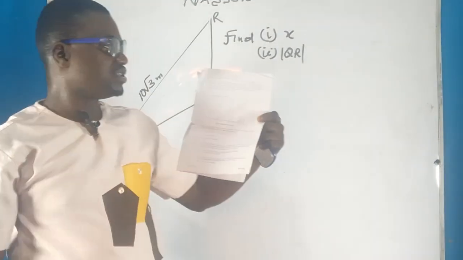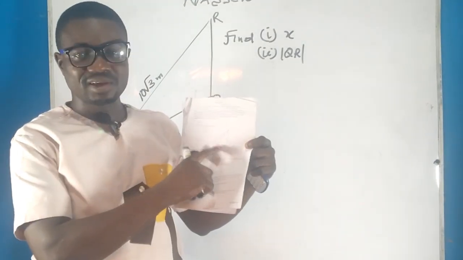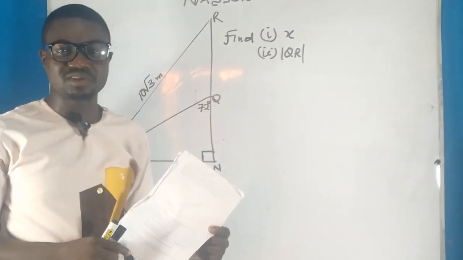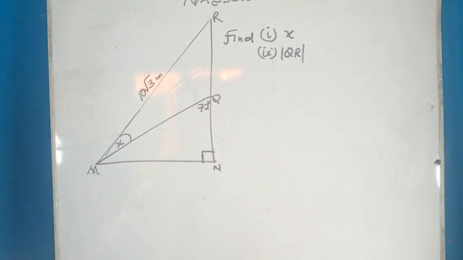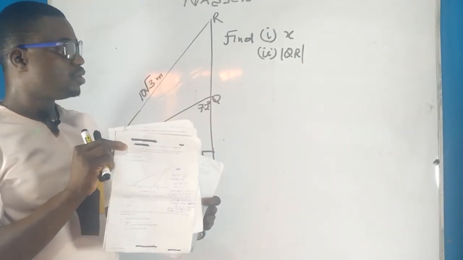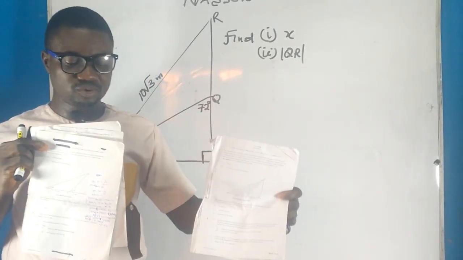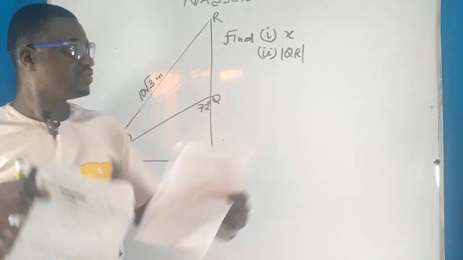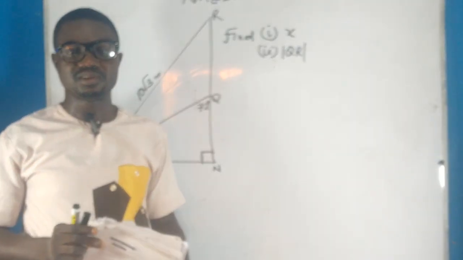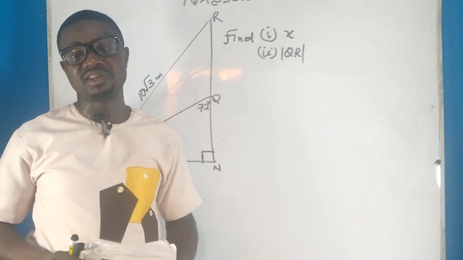This is WASSCE 2025. If you look at the diagram, it's similar to what we have. And this question is WASSCE 2023. We also have another question, and this is WASSCE 2024. So if you observe, WASSCE 24, WASSCE 25, and then WASSCE 23. This means that this question usually is trending.